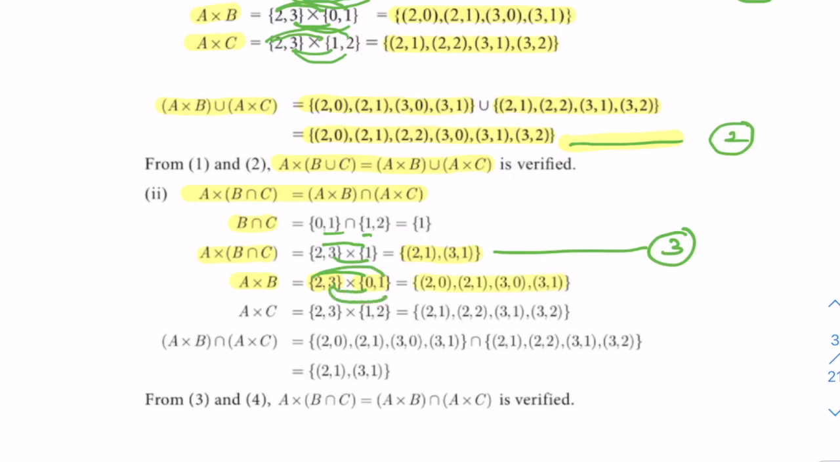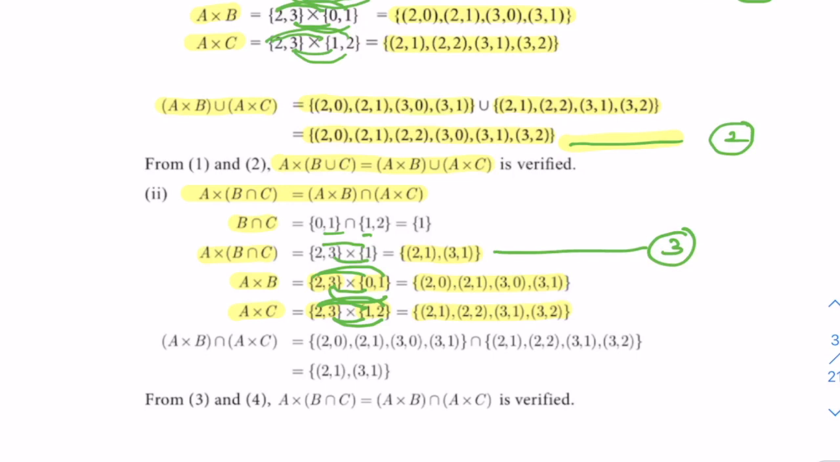Now let us go and find A cross C. So we have to find the cross product between the set with elements 2, 3 and the set with elements 1, 2. So now let us find the cross product between these two sets. So it is (2,1), (2,2), (3,1) and (3,2). Therefore A cross C is a set of all ordered pairs (2,1), (2,2), (3,1) and (3,2).